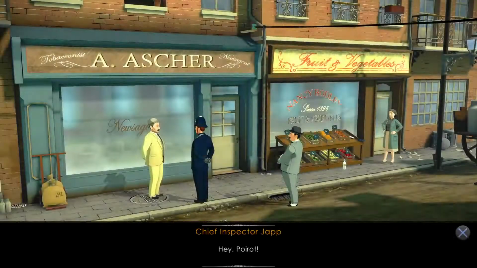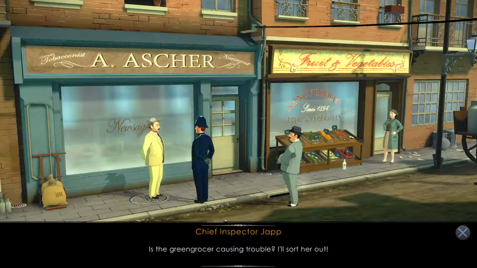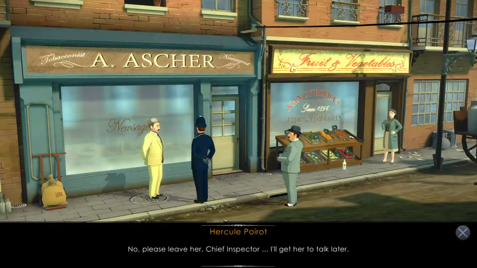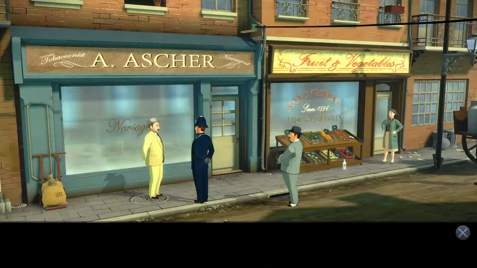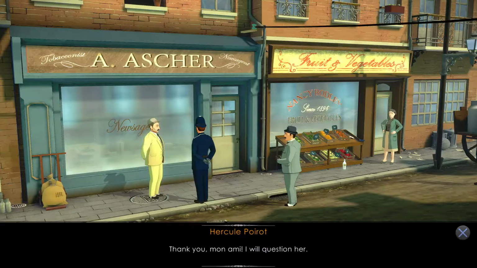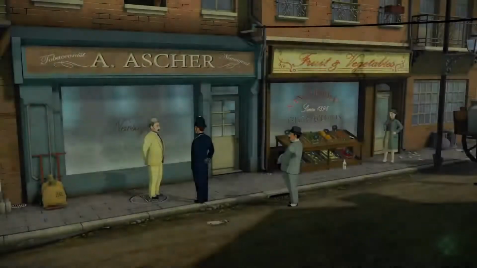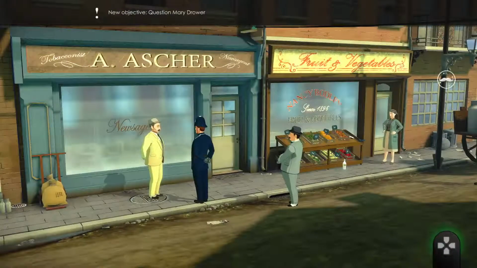Strawberries, 6 pence a pound! Hey, Poirot. Is the greengrocer causing trouble? I'll sort her out. No, please, leave her, Chief Inspector. I'll get her to talk later. I found the victim's niece. She's waiting for you in the back of the shop. Thank you, mon ami. I'll question. A victim's niece is in the back of the shop.